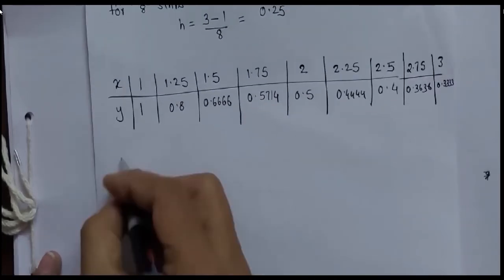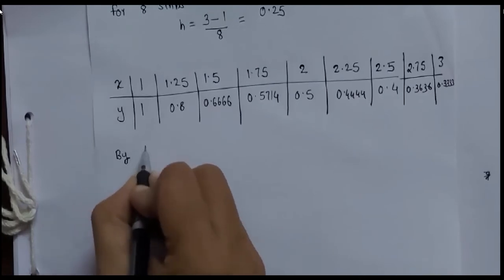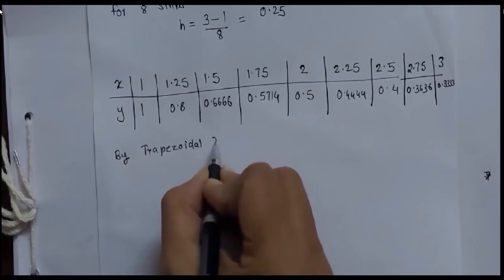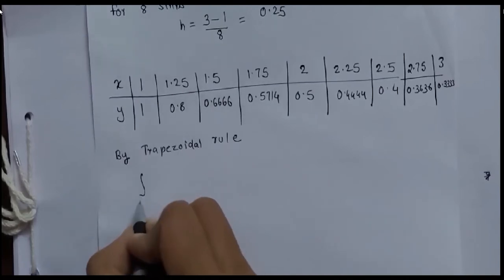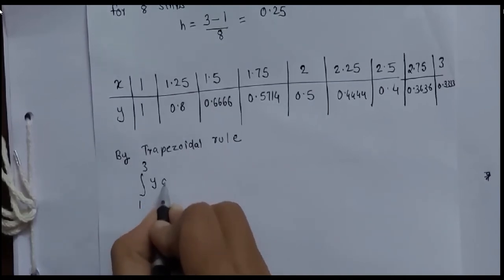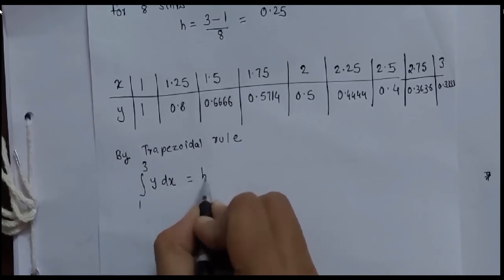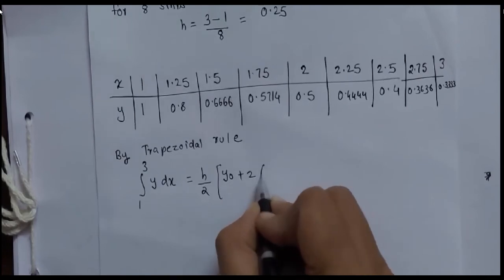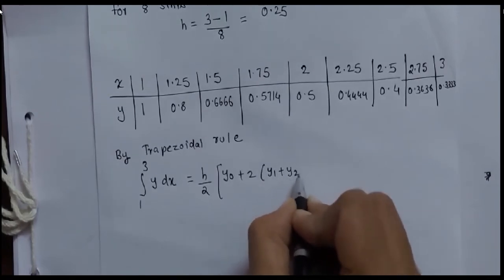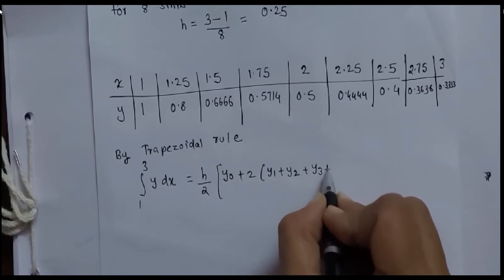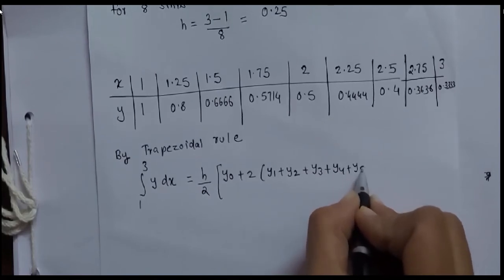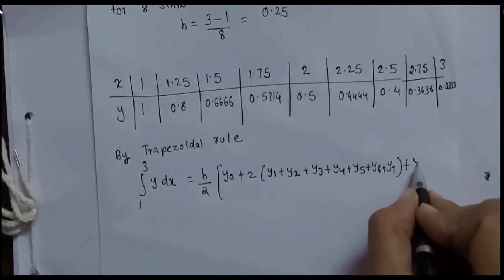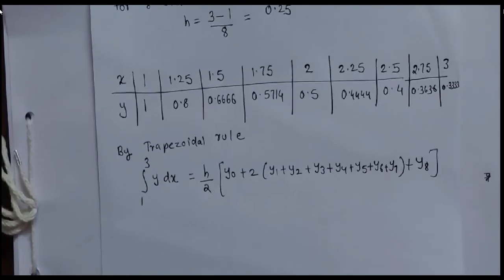33. Now we will solve it by trapezoidal rule. By trapezoidal rule, integral of y dx is equal to h by 2 times [y0 plus 2 times (y1 plus y2 plus y3 plus y4 plus y5 plus y6 plus y7) plus y8]. y8 is outside of the bracket.